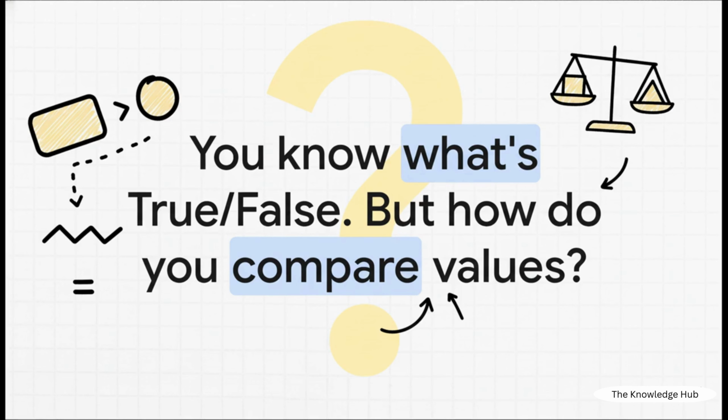But that leads us to the next big question, right? How do we start actively comparing values to create these Booleans on our own? What if we need to know if one number is bigger than another, or if two names are exactly the same? Well, that's where comparison operators come in, and that is exactly what we are going to explore next time.